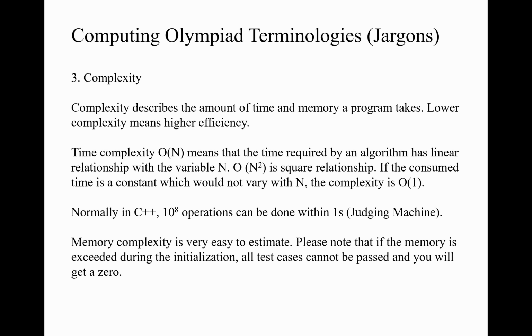The O(n) square is like the square relationship. So if you write a nested loop, that's where you get an O(n) square complexity. And if the consumed time is a constant which would not vary with n, the complexity we call it O(1).